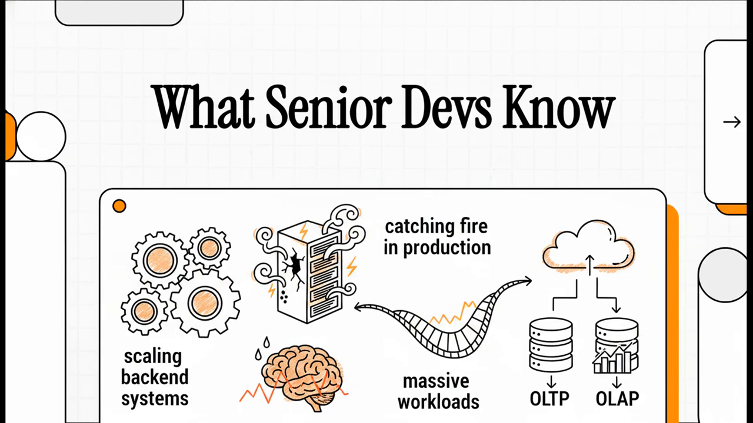Welcome to this explainer. Look, if your application runs beautifully in staging, but then completely catches fire the second it hits production, well, you are exactly in the right place. Today, we're stripping away all that clean textbook theory to reveal what senior engineers actually know about scaling massive backend workloads. We're going to bridge the gap between classroom ideals and the blood pressure-raising realities of managing high-throughput systems. So, let's get right into it.